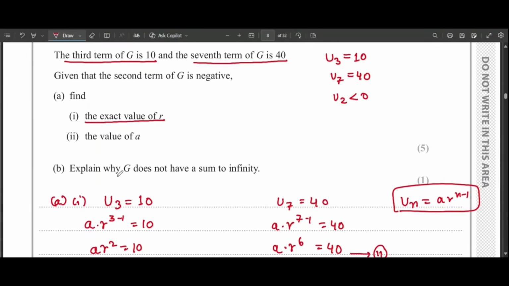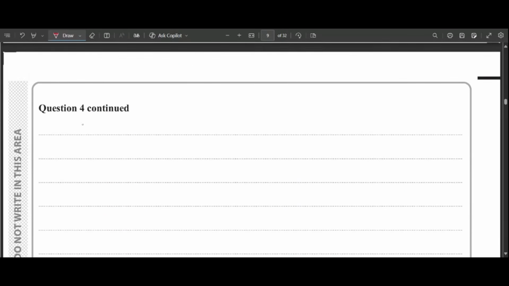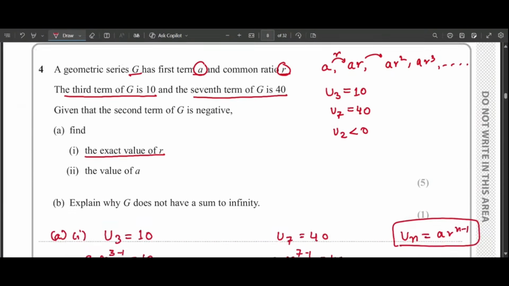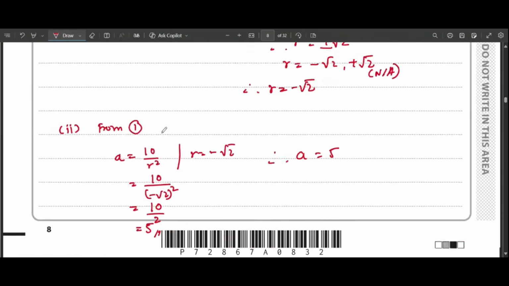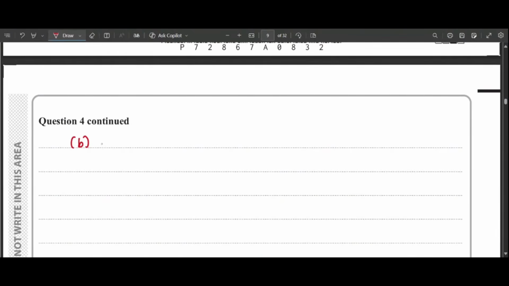Now, for part B, we have to explain why g does not have a sum to infinity. We know that in order for a series to have a sum to infinity, it needs to be a geometric series, and it needs to be a convergent series. We already know that our series is a geometric series, so we have to make sure that our series is convergent for it to have a sum to infinity. In order for a series to be convergent, its modulus of r has to be less than 1. Its magnitude of r has to be less than 1.